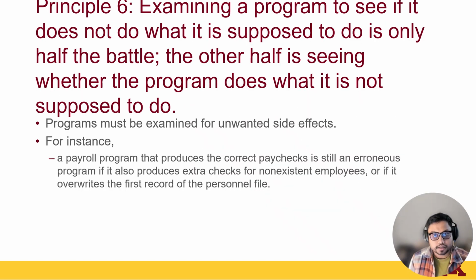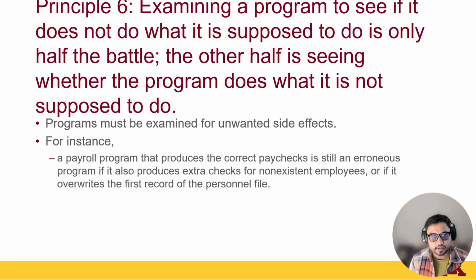Testing whether a program does what it's supposed to do is only part of the task. The other half is verifying that the program does not do what it is not supposed to do. This principle highlights the importance of checking for unintended side effects. A program may produce correct output while still causing serious problems elsewhere. For example, a payroll system might calculate salaries correctly but also modify unrelated records or generate duplicate transactions. Such behavior may go unnoticed unless explicitly tested.